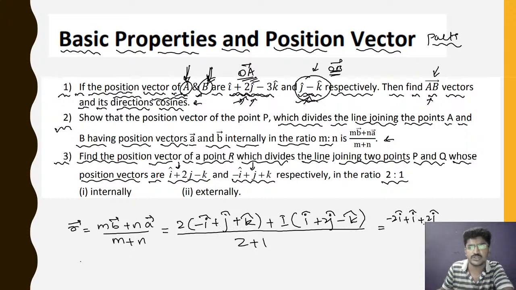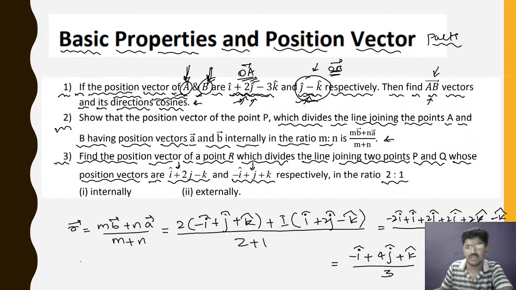2 into j cap is 2j cap. Here also 1 into 2 is 2j cap. 2k cap, here also minus k cap, divided by 3. This will be equal to minus 2 I cap plus I cap, minus I cap, 2j cap plus 2j cap, plus 4j cap, 2k cap minus k cap plus k cap, divided by 3. So this will be your answer.